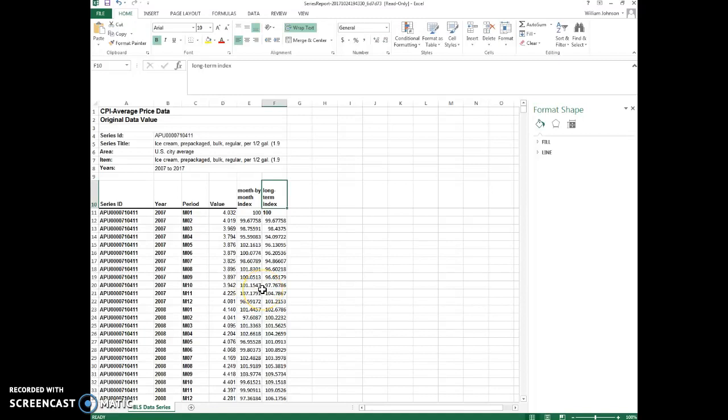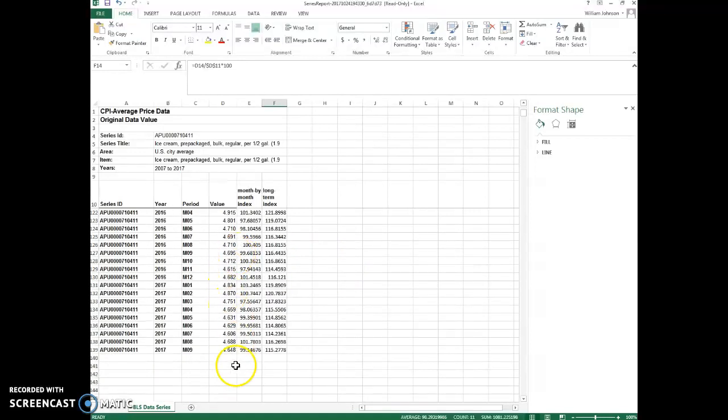I've been carrying on about my ice cream data. Well, here's the prices, from the Bureau of Labor Statistics website. You can find that website on Blackboard for your data. A month-by-month index. Check out that formula. Hopefully you remember that from the first video. Long-term index, there's the formula. You'll see the dollar signs, in other words, F4. And then we have the long-term index calculated all the way down. We need to calculate now percentage change for both of these indexes.